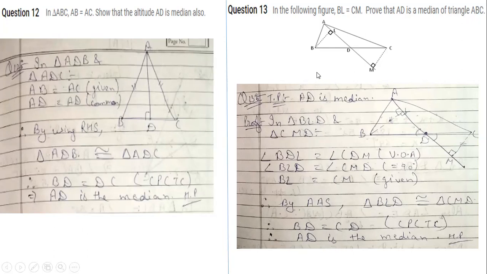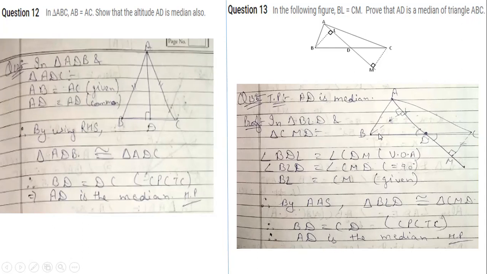That's it. See, question number 13 demands, this is the figure where BL is equal to this CM. Prove that AD is the median of triangle ABC. We have to prove that D is the midpoint of this BC. Now, see, BL is equal to CM. This is given to us. And from the figure, it is clear that BL is perpendicular and CM is perpendicular. That is, they are making angle 90 degree, sides are equal. And we all know that if two lines intersect at a point, then vertically opposite angles are also equal.